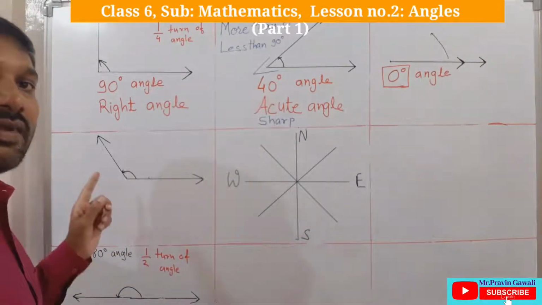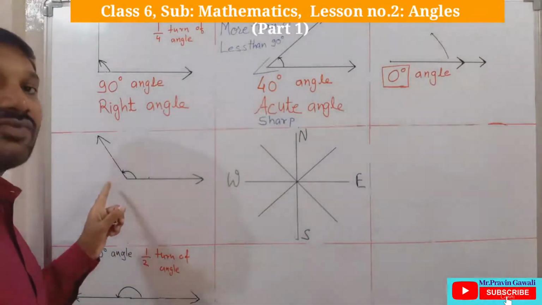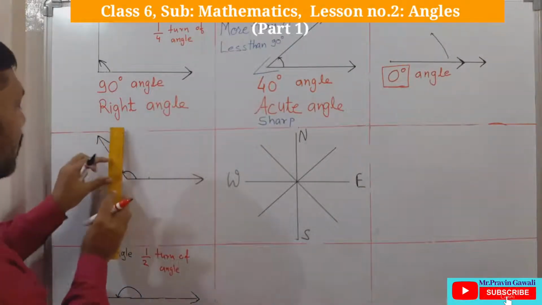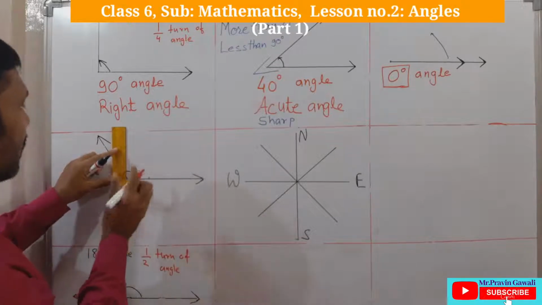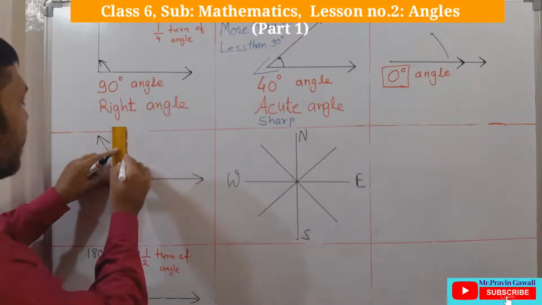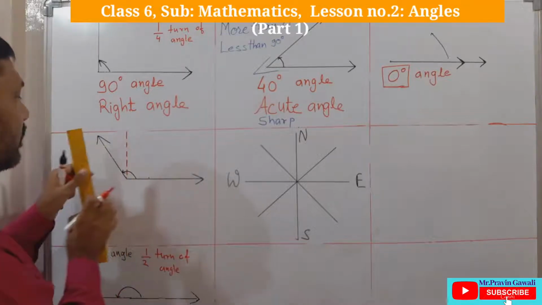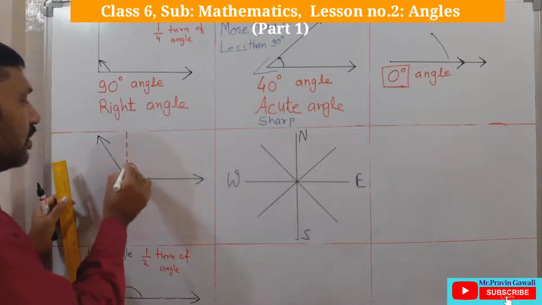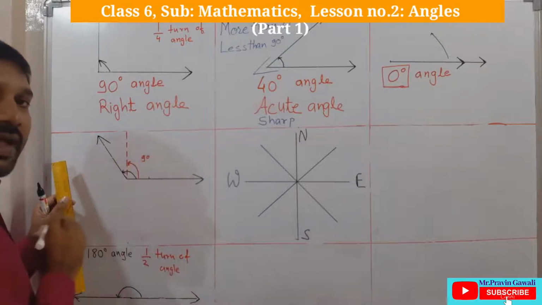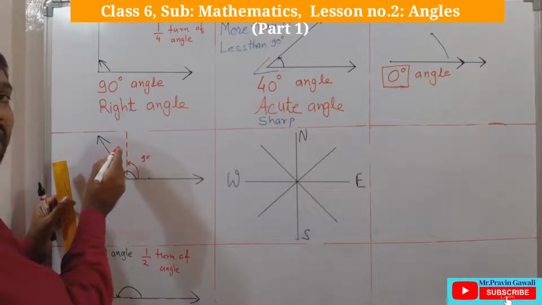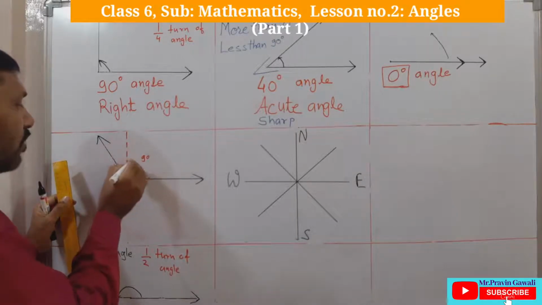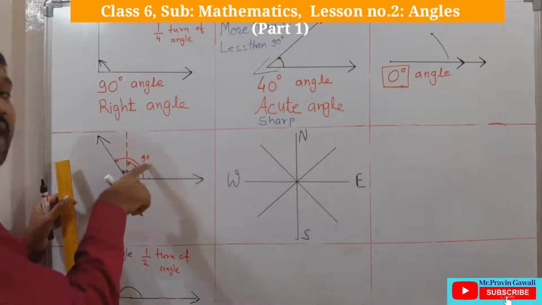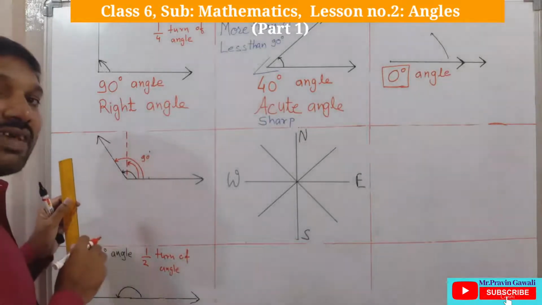Now I will tell you the name of this angle, student. See, if I draw a line here, let's see what will happen. Here I have drawn a line. It means this is a 90 degree angle. Now the stick or the hand moves further from this position to this position. Now it is more than 90 degrees. Let's measure how much it measures.